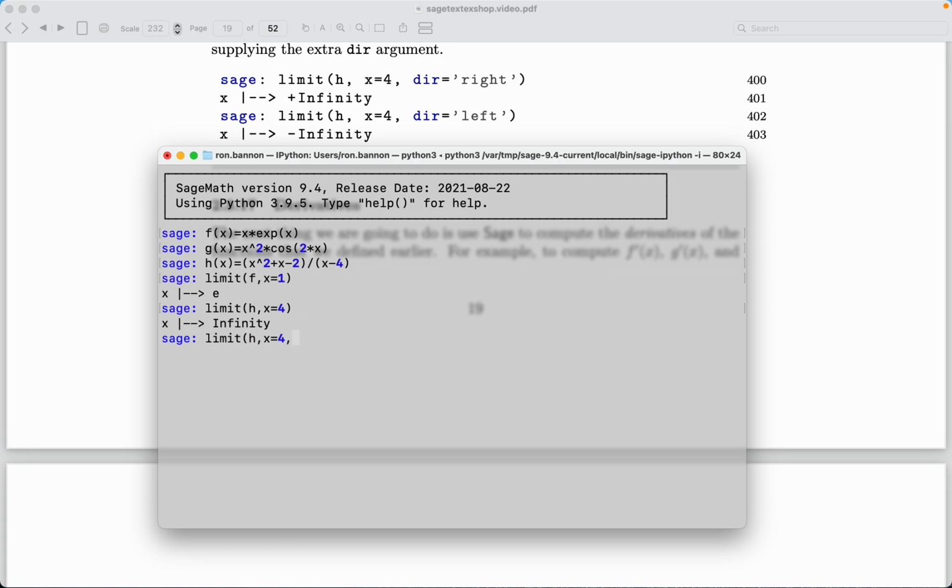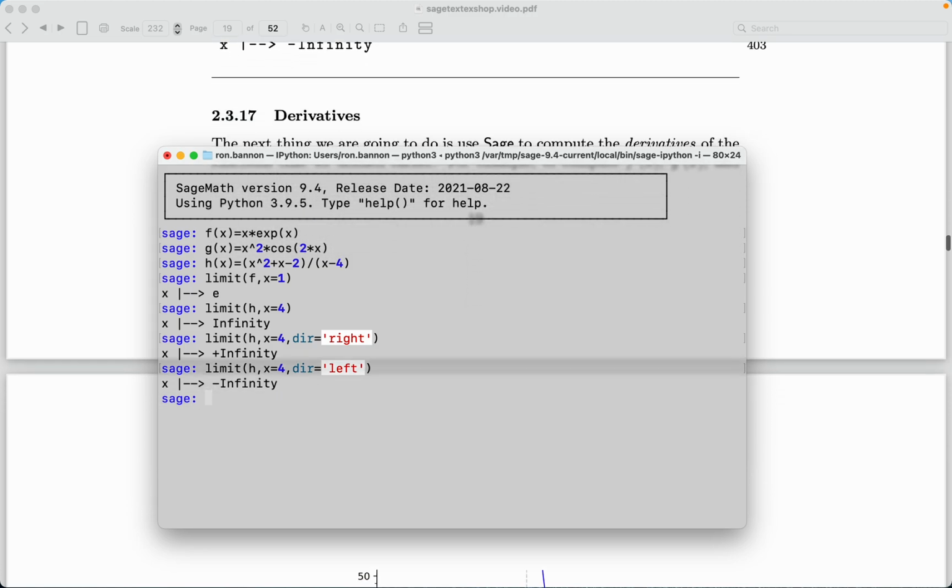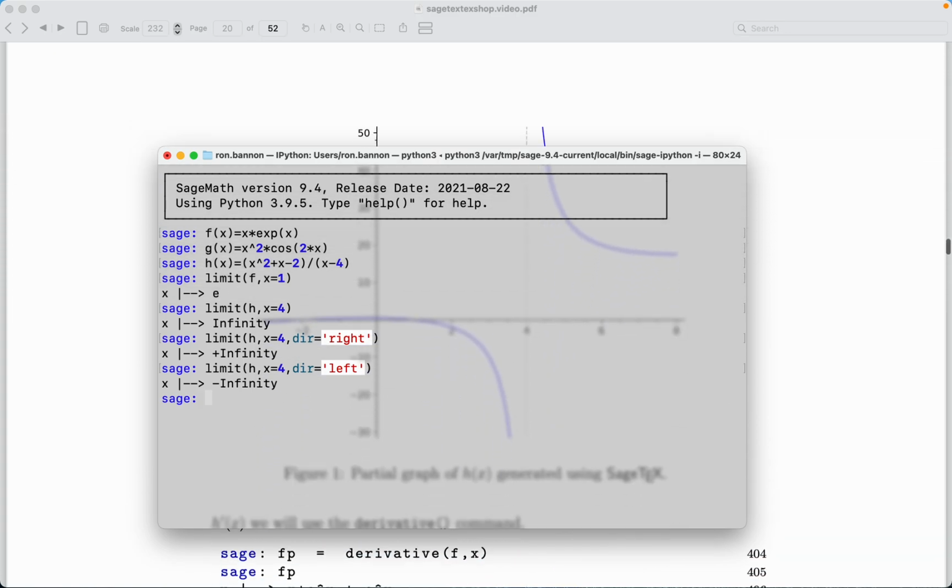And I'm going to say the direction now, dir. The direction I should approach 4 is from the right side. That says plus infinity. And I want to do the left side, see what happens on the left side. So it's minus infinity. So the limit as x approaches 4 does not exist. All right, they're not in agreement. By the way, minus infinity and plus infinity also means the limit does not exist, but we like to list them as plus or minus infinity.